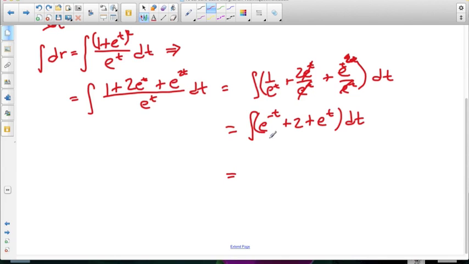So integrating this, we just get our minus e to the minus t. Integrating 2, that's a plus sign. Integrating 2, we get 2t. And integrating e to the t, we get e to the t. And then we put on our constant of integration at the end.